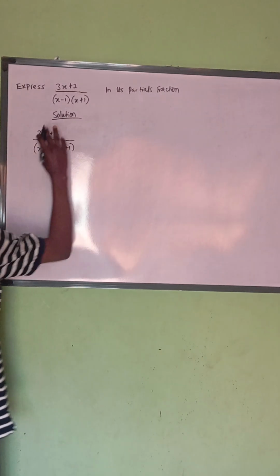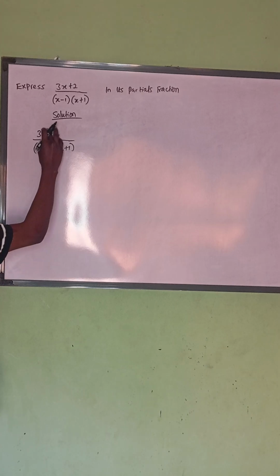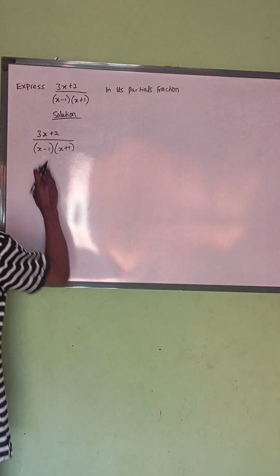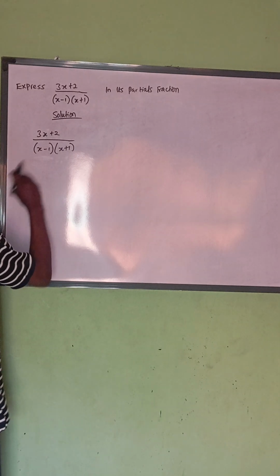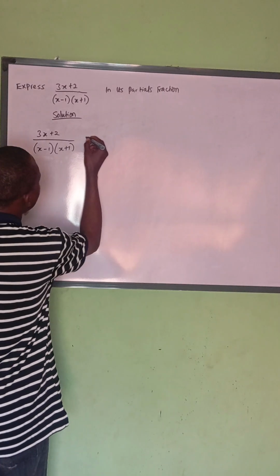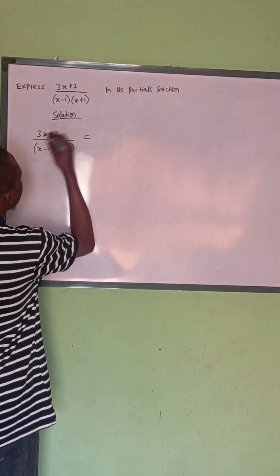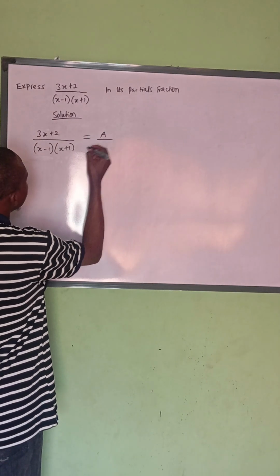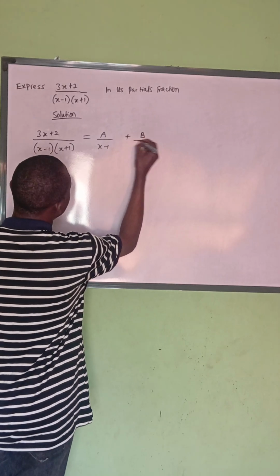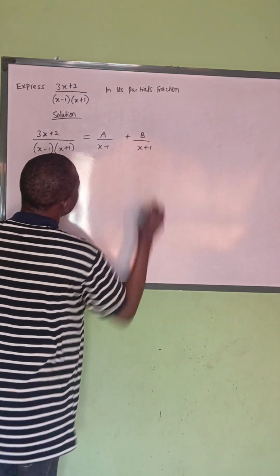Now, if you look at this partial fraction very well, you can see that the degree of this numerator is not greater than the degree of this denominator. So that means we use linear partial fractions to solve this, so that we can have this equal to A over x minus 1 plus B over x plus 1.